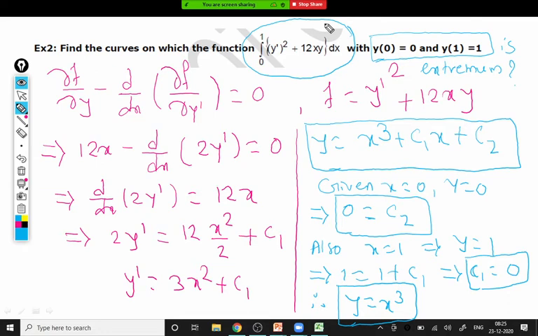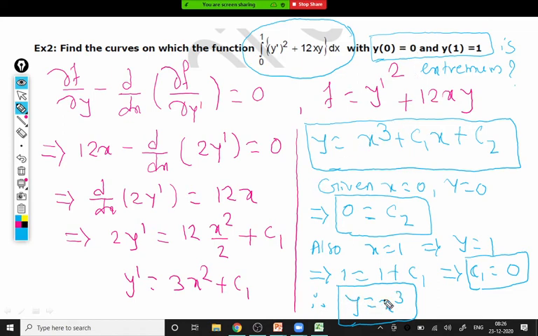So the two values are used to find the constants. These constants we replace in the general solution here. This is the general solution, the general curve passing through arbitrary points x1, y1 and x2, y2. But we want that particular curve, so we get the particular solution by these particular points.